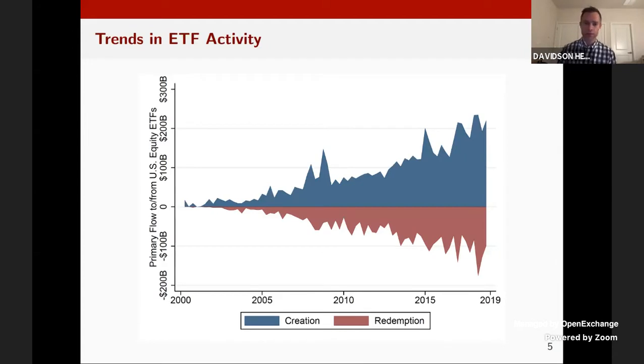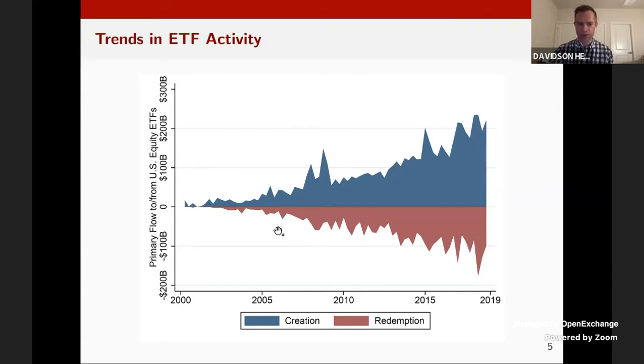Now in this paper, our key independent variable is so-called primary flow, which is to say the actual, at the end of the day, where the ETF provider nets out the creations and the redemptions, the net creation and the net redemption, for each individual ETF, aggregated across the universe of all ETFs. So that's what this graph is plotting.